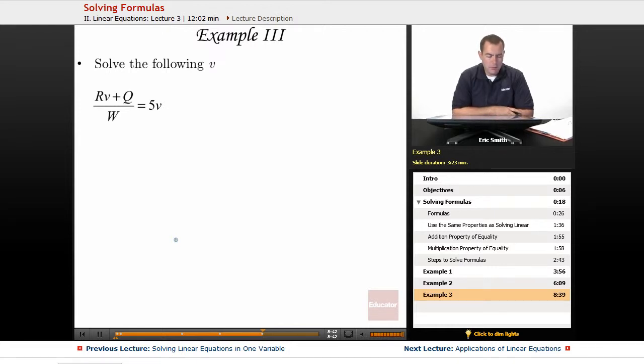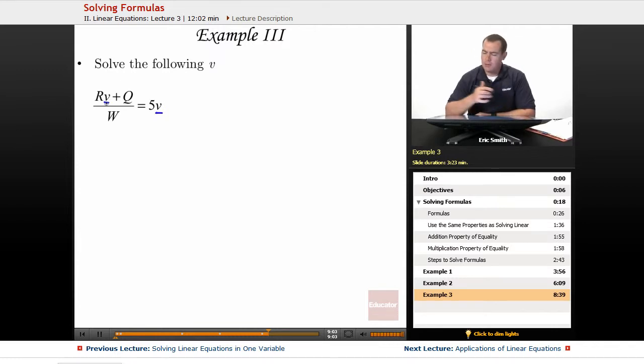All right, this one's a little bit different. We want to solve the following for v. And the reason why this one is a little bit different is I have a v over here, but I also have another v sitting over there. And when you have more than one copy of the variable like this, you really have to work on getting them together before you can get into the isolating process.